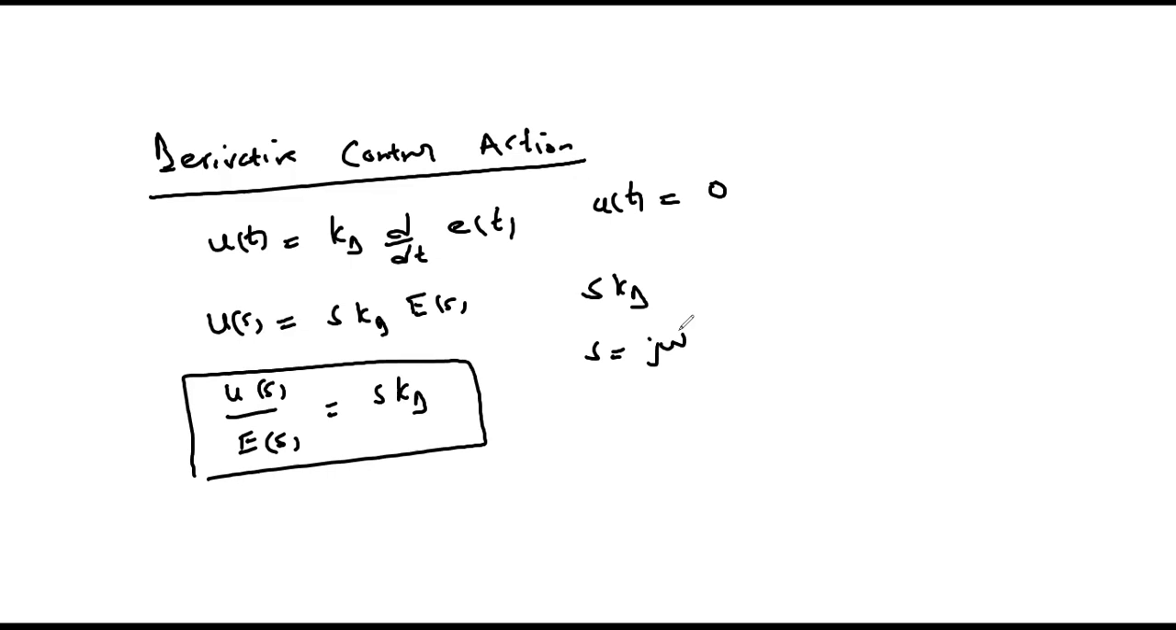And for those two reasons, the first being that we cannot use the derivative control action when the error is constant, and number two, we risk amplifying high frequency noise, we do not use the derivative control action on its own, but it is used in conjunction with the proportional or with the proportional plus integral controllers. And for that reason, again, we do not use the derivative control action on its own.